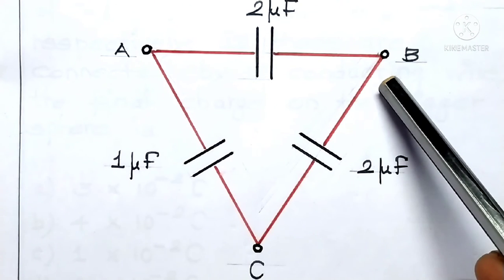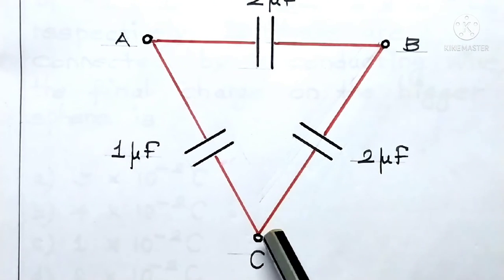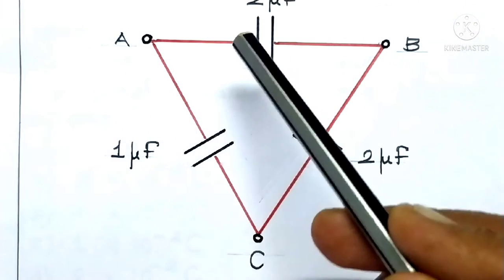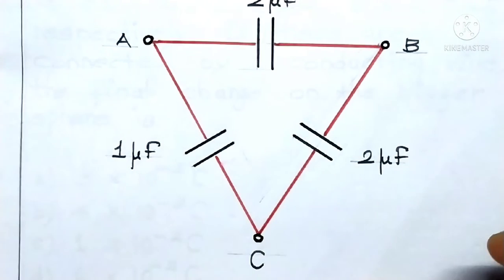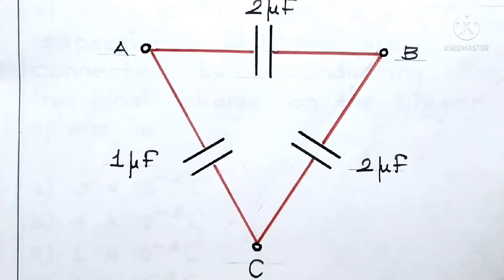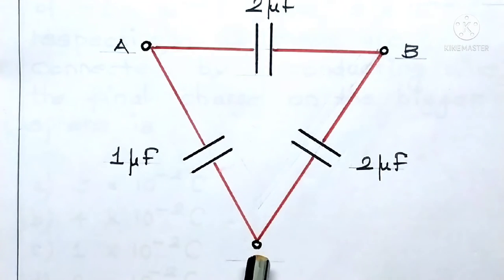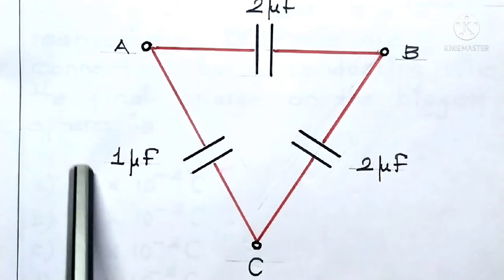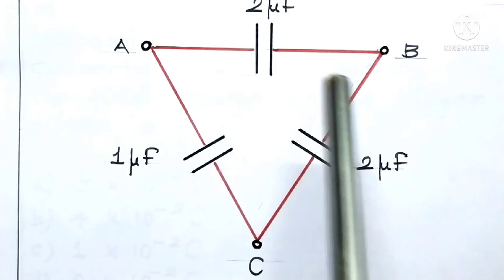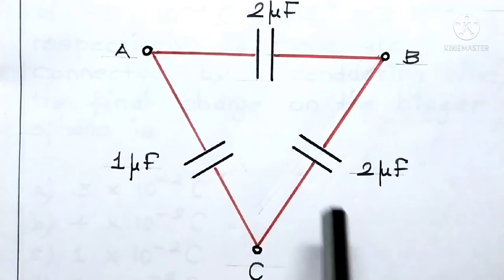Similarly, if we are asked to find the capacitance between B and C, then we connect a cell between these two points. In this case, we consider the remaining two capacitors as connected in series. So in this question, we are asked to find the equivalent capacitance between A and C, so we connect a cell between A and C. Let us consider this 2 microfarad and this 2 microfarad as being in series connection.